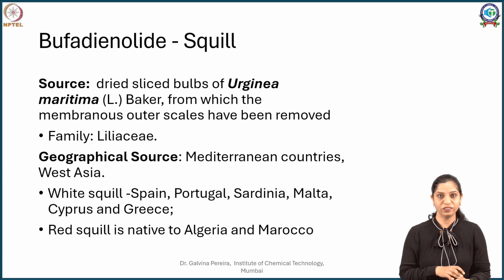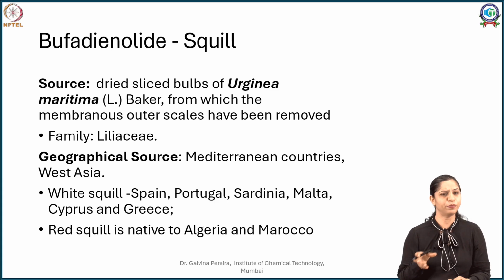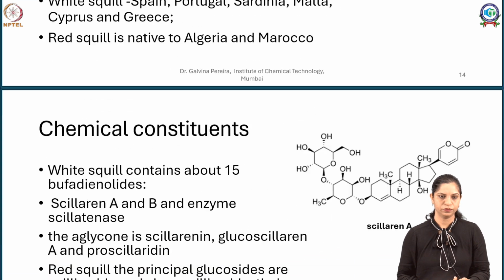The white squill, which is the medicinal squill, is cultivated in Spain, Portugal, Sardinia, Malta, Cyprus, Greece, whereas red squill is more native to Algeria and Morocco. Now, red squill is considered to be a little toxic and not preferred pharmaceutically.